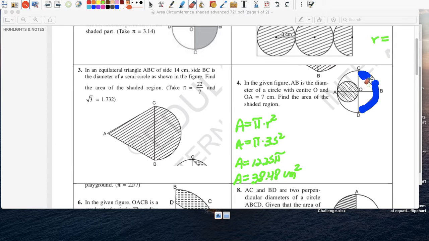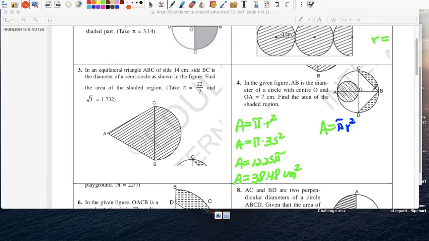Okay, oops. And the blue part's what's left over, right? So let's calculate that. So that's not that bad. What we can do here is find the area of half of the big circle. So the area of the big circle is pi r squared.